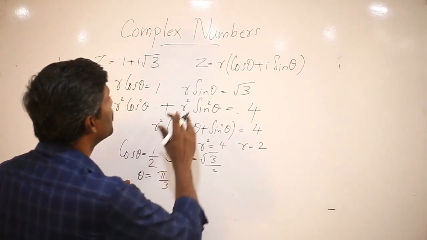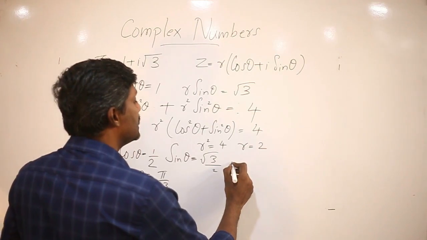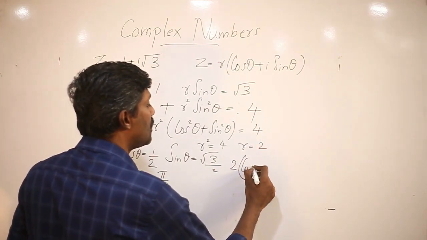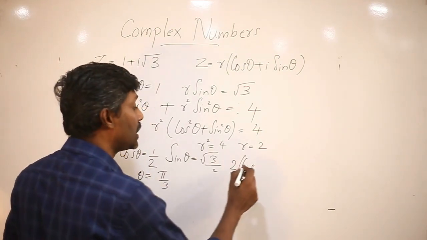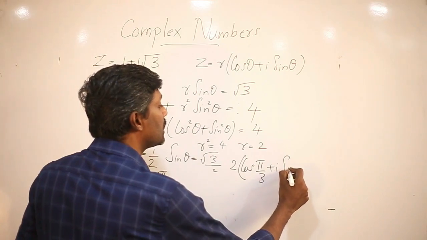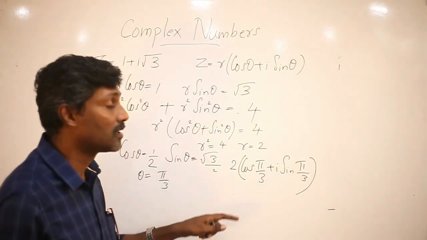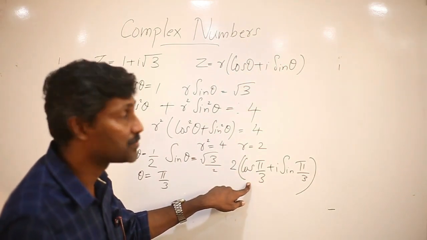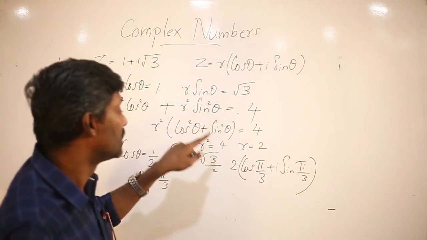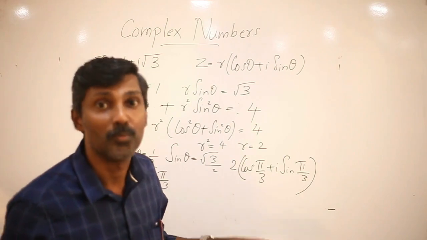Now just substitute in the polar form and you get the final answer: z is equal to r, which is 2, into cos, what is the angle we got? It is pi by 3. So cos pi by 3 plus i sin pi by 3. This is my polar form corresponding to the given complex number 1 plus i root 3. So the modulus is 2 and the argument is pi by 3. Hope it is clear to you.